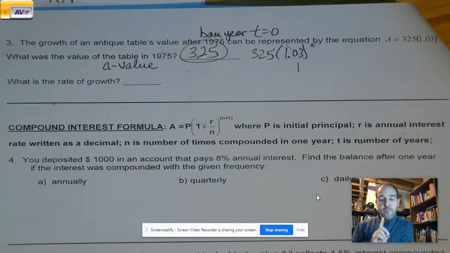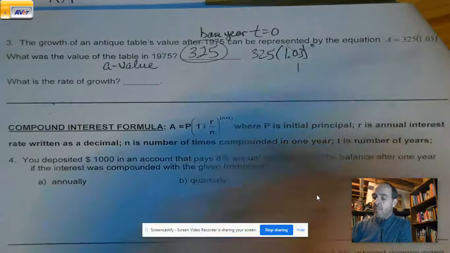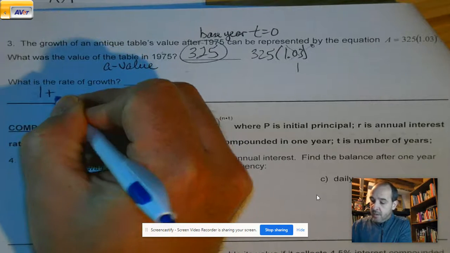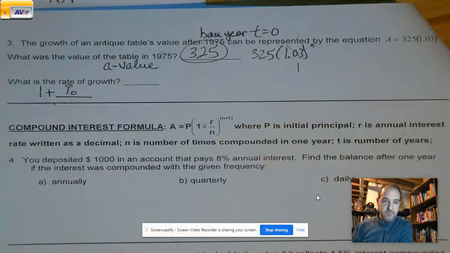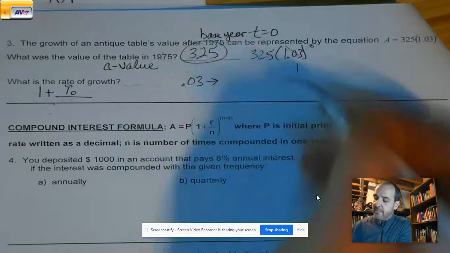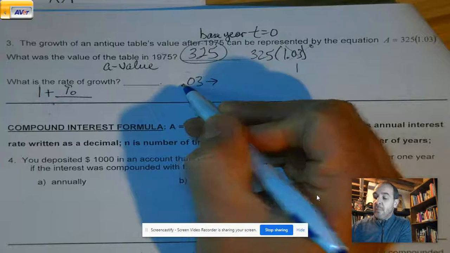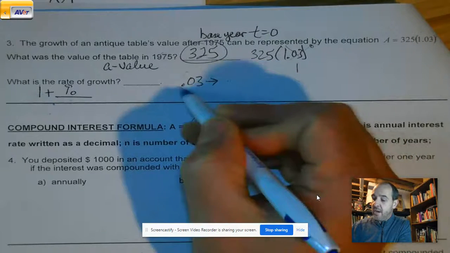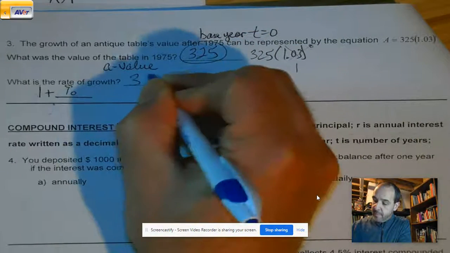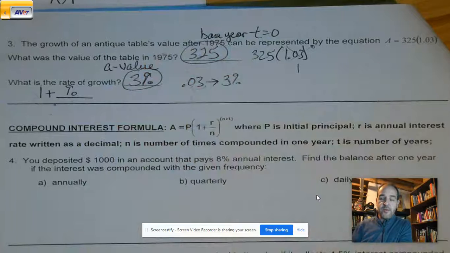What is the rate of growth? Now, be careful here. A growth factor and a rate of growth are two different things, because we talked about the growth factor would be this whole thing. The rate of growth is always 1 plus whatever that percentage is. So you're like, so is the rate of growth 0.03? No. Okay, what does 0.03 equal as a percentage? If we want the decimal back to the percentage, we move 2 places to the right, or we multiply by 100. So my rate of growth would be 3%.